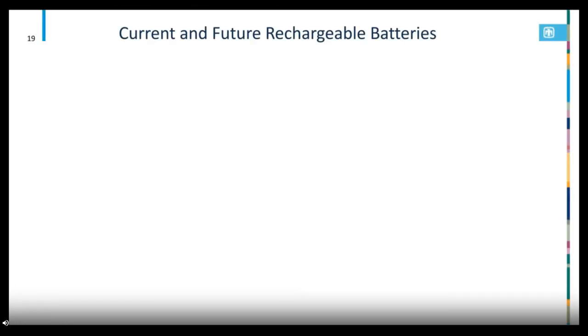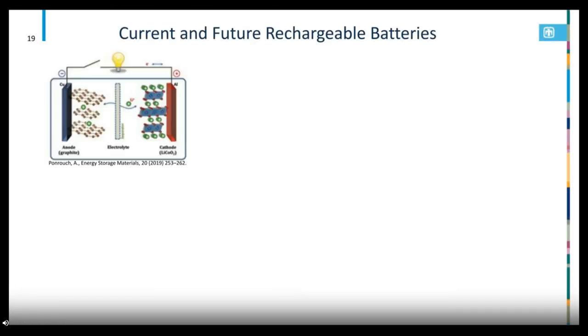So briefly, lithium-ion batteries are the current dominant energy storage, especially mobile energy storage. They're typically composed of an anode that is coated with graphite, and then the cathode is coated with transition metal oxide, lithium cobalt oxide, or other alloys of that. And then they're separated by a polymer separator, and then that's infilled with the liquid electrolyte.